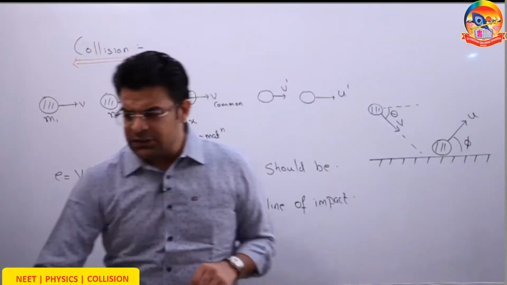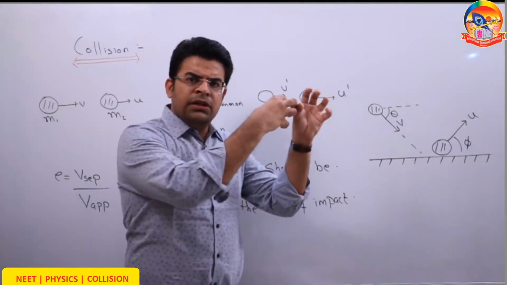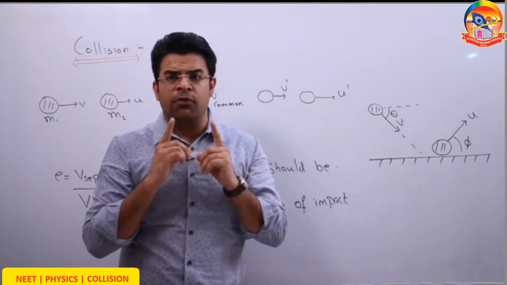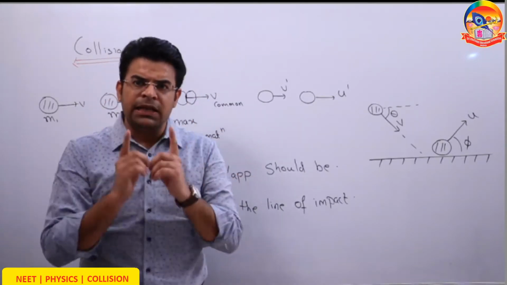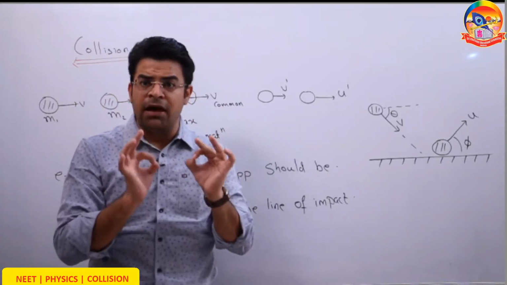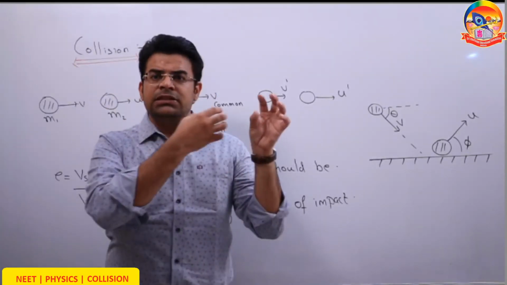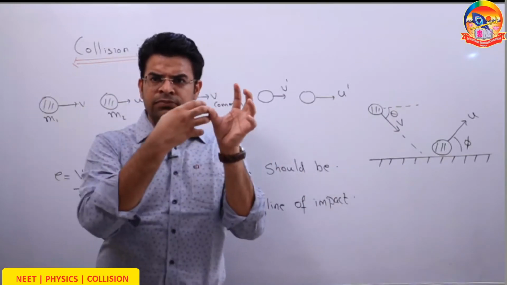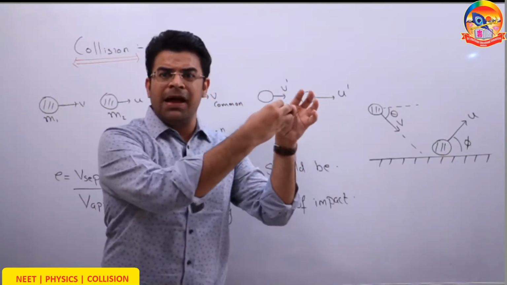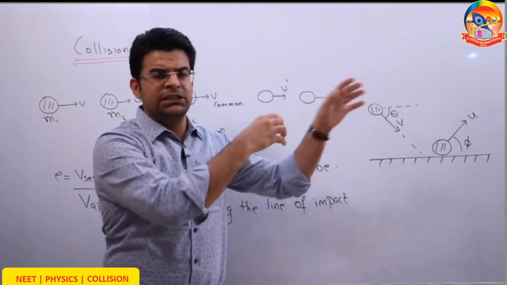Now, first the bodies move towards each other, they come into contact, then they keep on deforming till the time of maximum deformation. Once they have attained the maximum deformation, at that instant their velocity is same. They have a common velocity along the line of impact. Then they start reforming and then they separate off. So first contact, then deformation. At time of maximum deformation they have common velocity, then they start reforming and then they separate off.